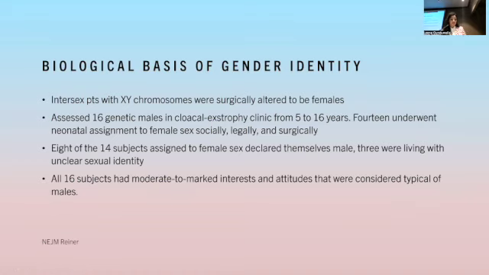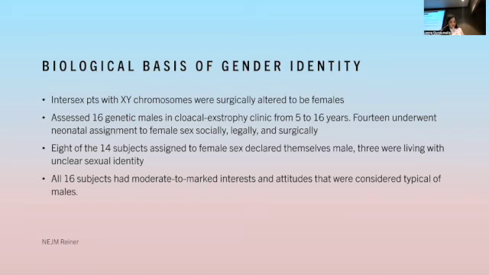14 underwent neonatal assignment to the female sex. They were raised female socially, legally, and surgically if needed. The parents of the remaining 2 children refused to assign them to the female sex. And detailed questions evaluated the development of sexual role and identity. The results showed that 8 of the 14 subjects assigned female declared themselves male during the course of the study, whereas the 2 raised as males remained male.